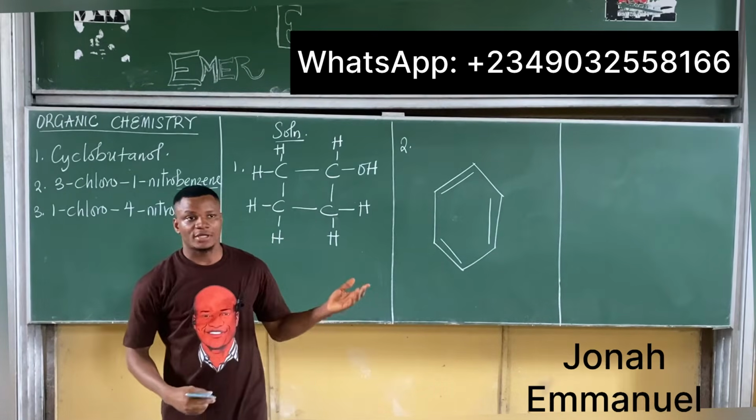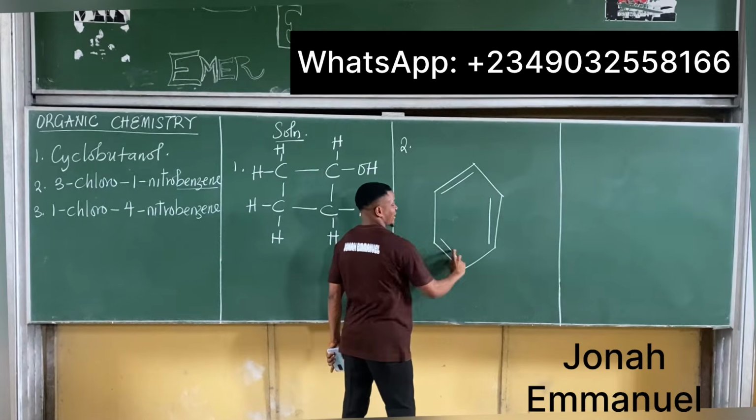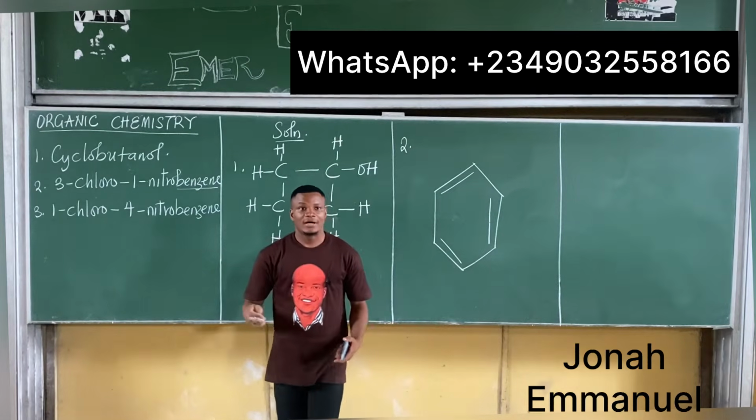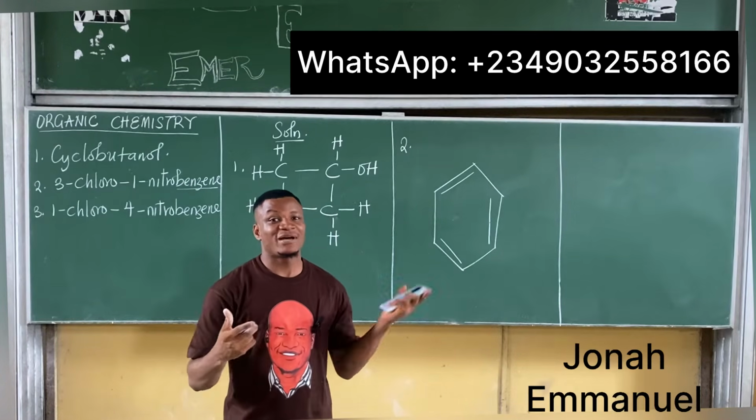We said this is called Kekule's structure. You can choose to put these two here and this one here. It's still correct. It's called the delocalized pi bonding. Right? You can take it at any position. So this is my benzene there.